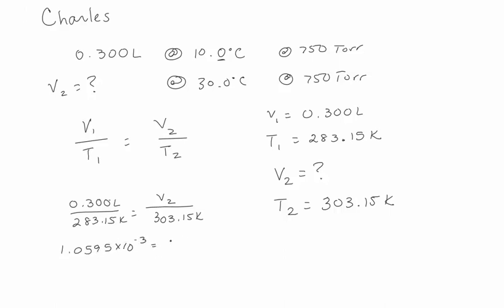So V2 in this case is going to be 0.321 liters. I had 3 significant figures in my measured quantities. I need to report 3 significant figures. Now I have also calculated it without the 0.15, and I still get 0.321.